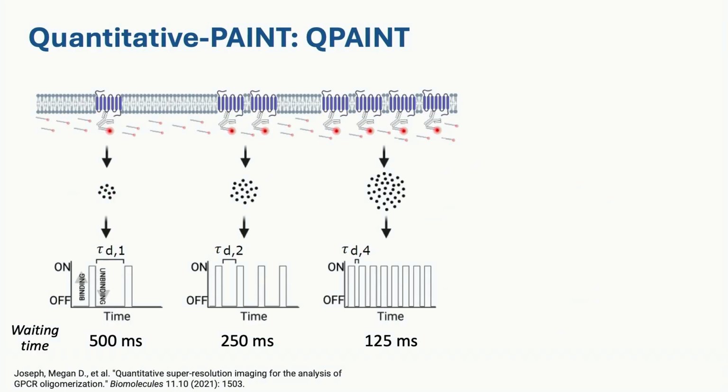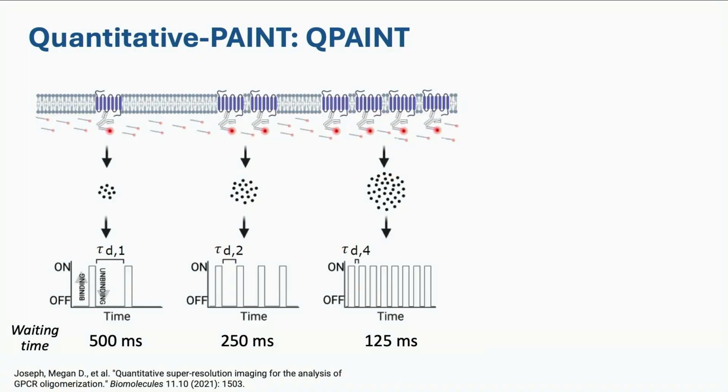Okay, so another thing that we can do is some quantitative measurements. Imagine if I have one protein labeled with one antibody, I can measure the rate of binding and unbinding. Imagine it's 500 milliseconds. But instead of having one, if I have two of them, the time that I have to wait for the other DNA to come will be half of that. And if I have four of them, I will have to wait half of the time.